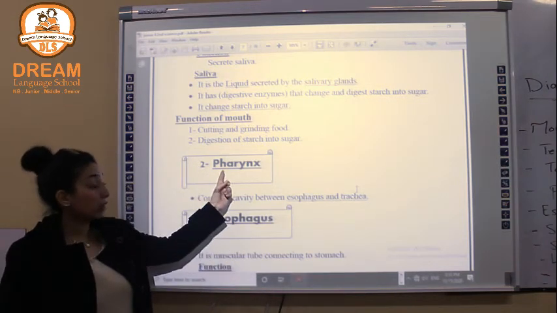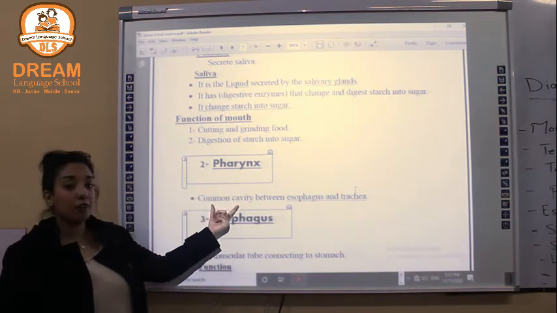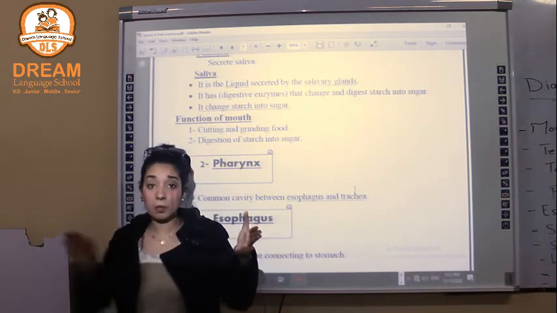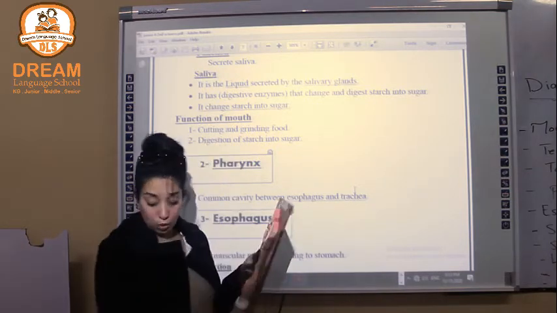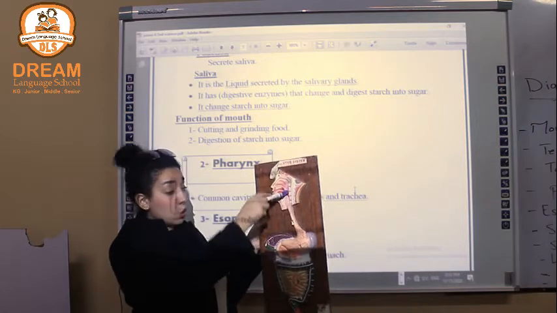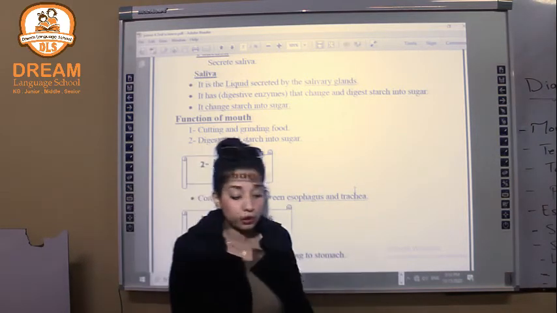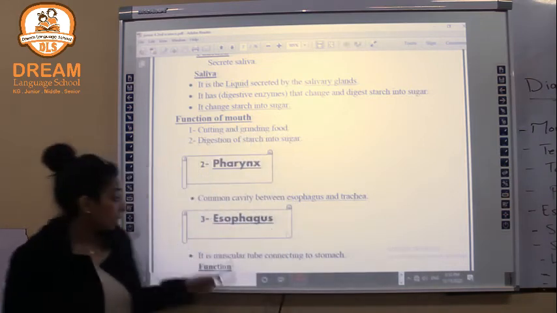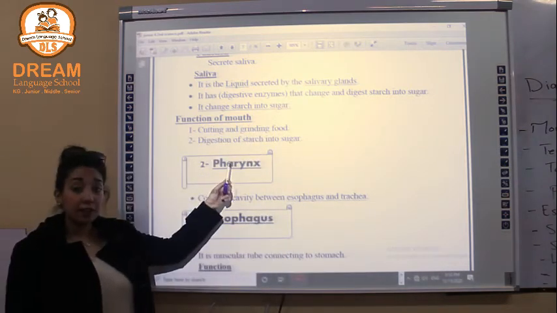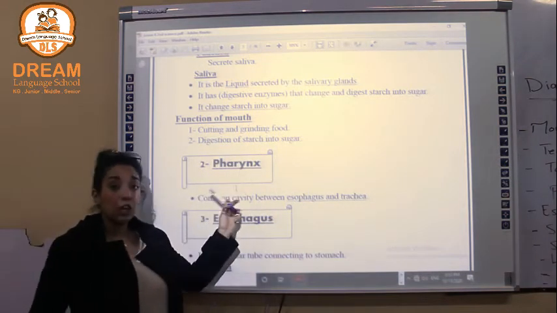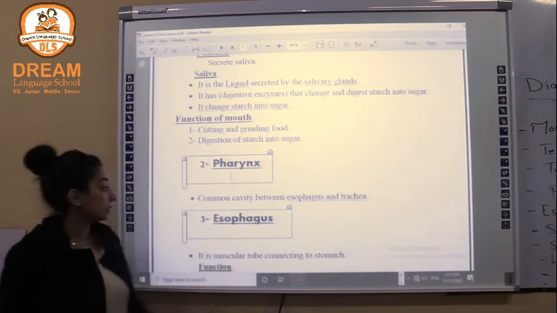So I told you that when you see pharynx, common cavity. Common cavity means it makes me go from here, to the trachea or esophagus. If I have food, esophagus. If I have oxygen, it will be trachea. Common cavity, pharynx.